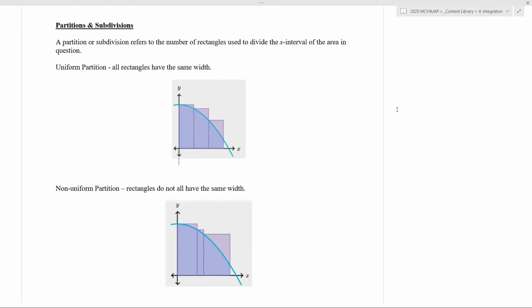We're going to use uniform partitions because it's a lot easier. But it doesn't matter which one you use, you still arrive at the same idea in the end. Okay, but we're going to use uniform partition, so all our rectangles will have the same width.